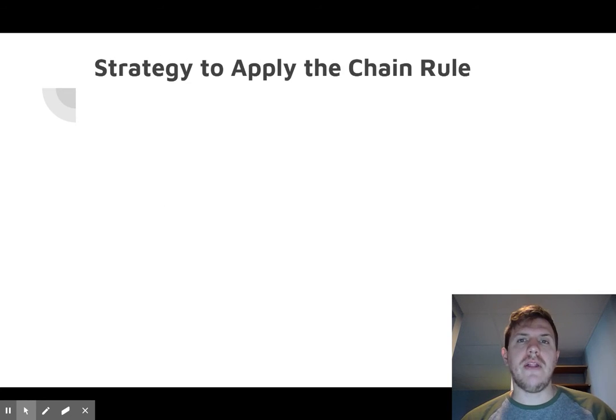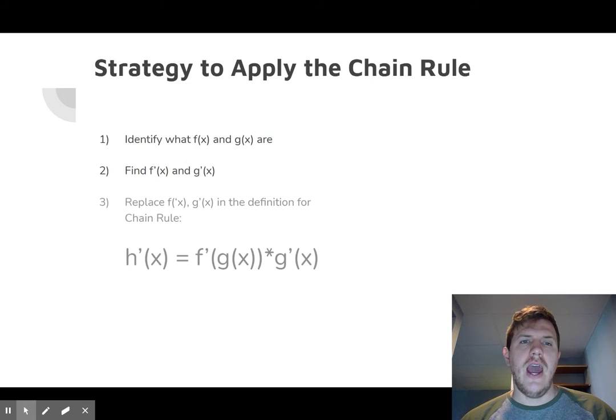Okay, so when we apply the chain rule, we want to identify what those two functions are. Once we know what those two functions are, we're going to take the derivatives of both of them, and then we just replace them inside the definition for the chain rule.